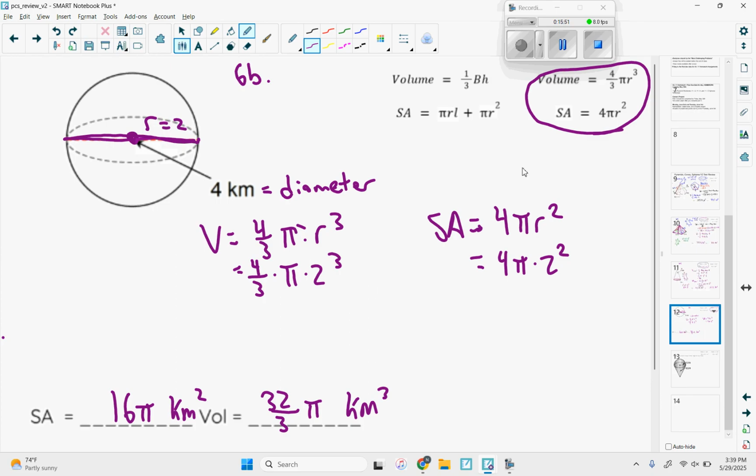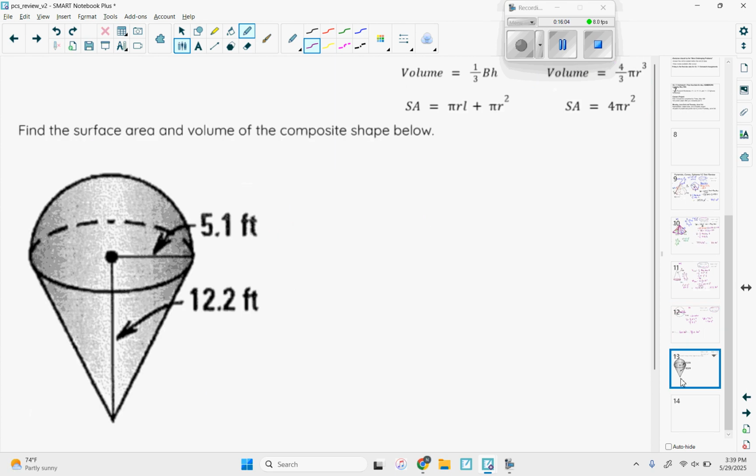All right. So those should be pretty easy. Find your radius, then plug them into your volume and surface area of spheres formulas. Our final problem I want to go over is a composite shapes problem. And with the composite shapes problem, we're going to start with surface area.